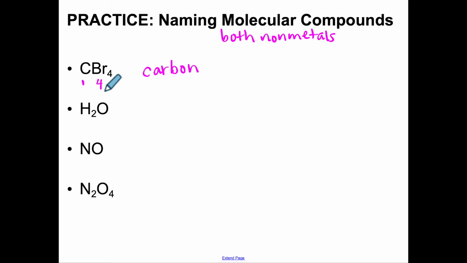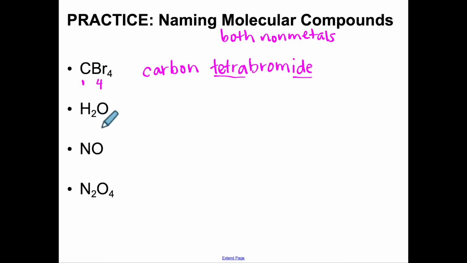The prefix for 4 is tetra, which you can see on your periodic table. So I'm going to put tetra, and then I'm going to put this element's name, but I'm going to change the ending to "ide." Tetra, and then Br is bromine. So I'm going to put brom, and then change the ending to "ide." So this is carbon tetrabromide.